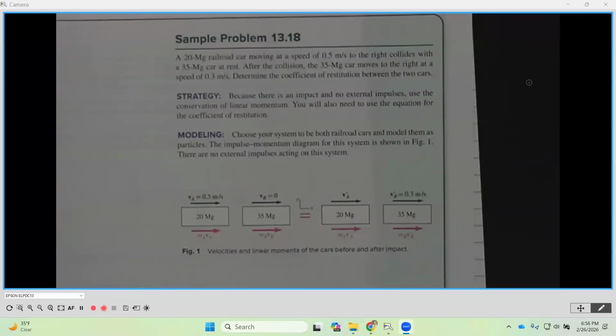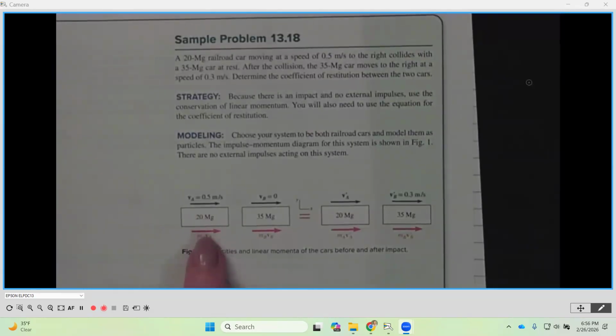Right, the next and last example that we'll be doing this evening is sample problem 13.18. Sample problem 13.18 is looking at two railroad cars that are moving and are going to be colliding with one another. So we have railroad car A. It is 20 megagrams, going at a speed to the right of 0.5 meters per second.